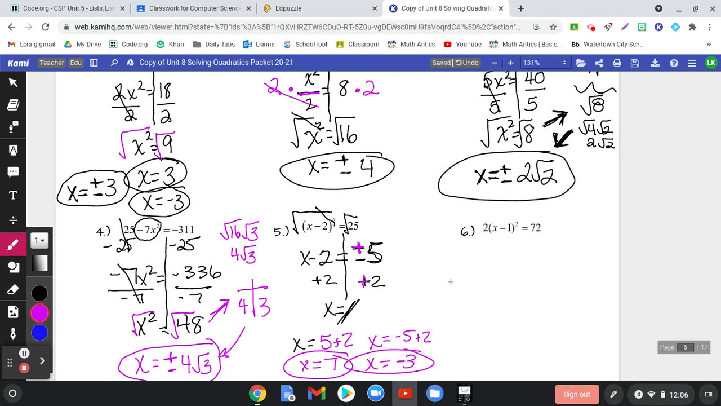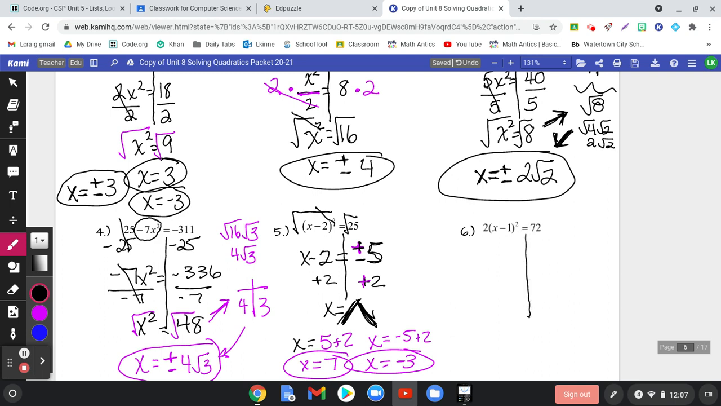Okay? So again, once you're here, you got to break it up into two. You've got your positive root, and then you got your negative. All right. Two more, almost done.